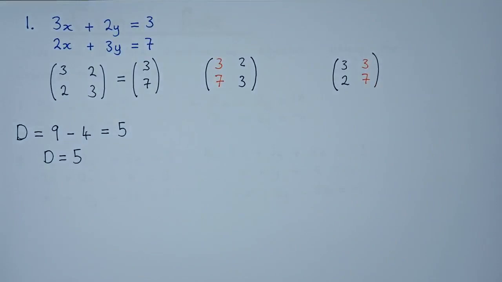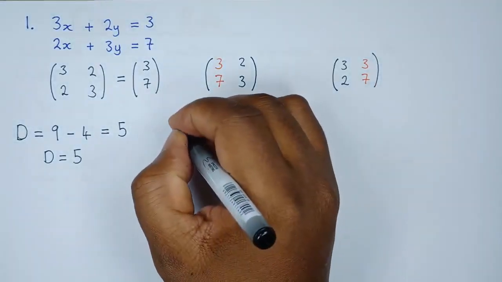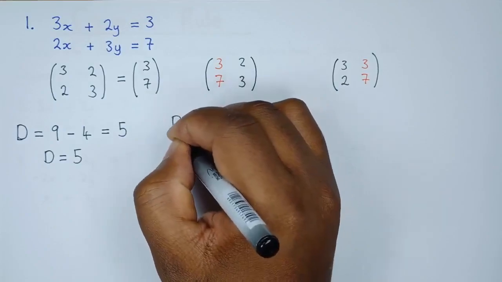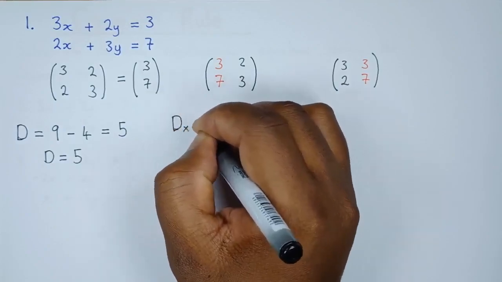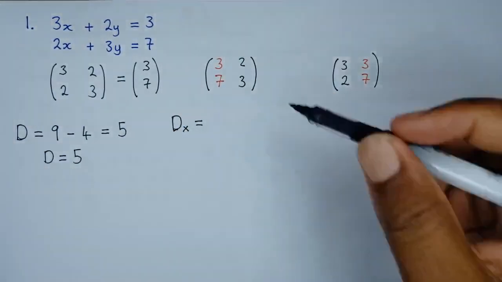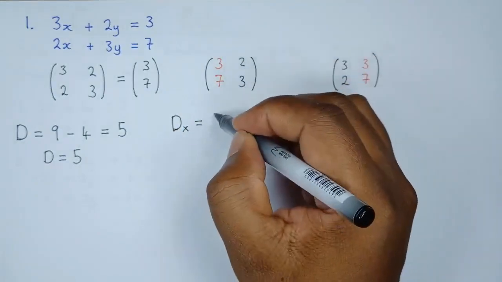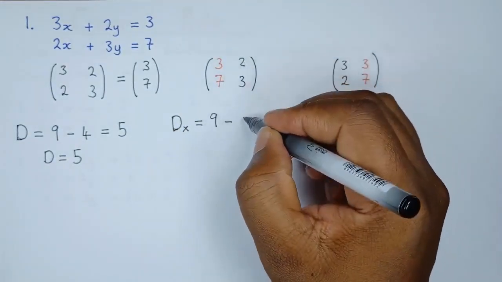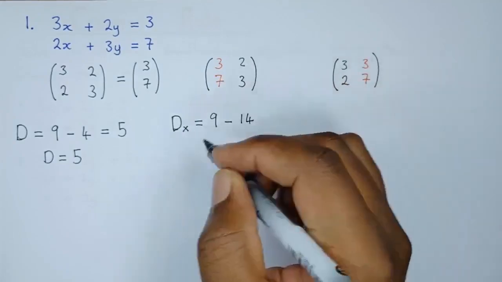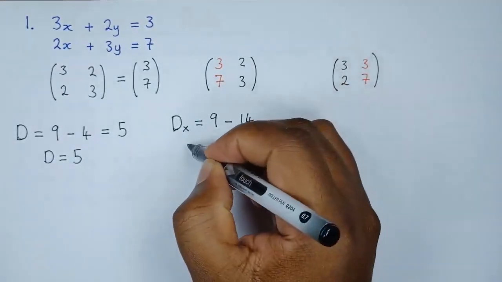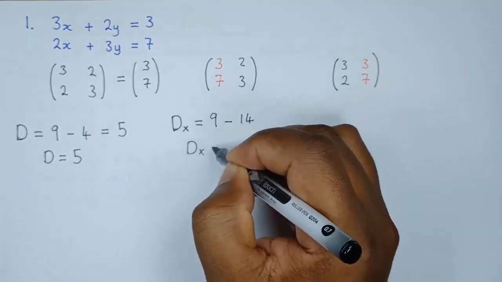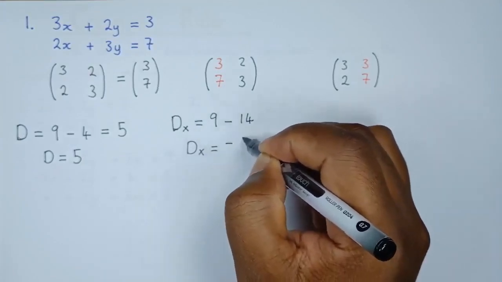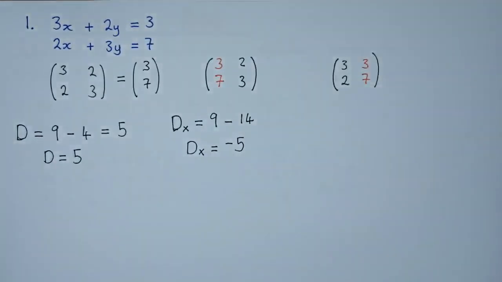So applying that concept, the next thing we're going to do is find the determinant. This determinant is dx. The determinant dx will be found by 3 times 3, which is 9, minus 7 times 2, which is 14. So dx will be equal to negative 5, like that.